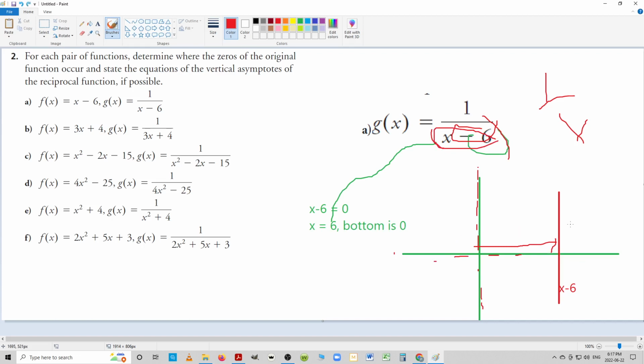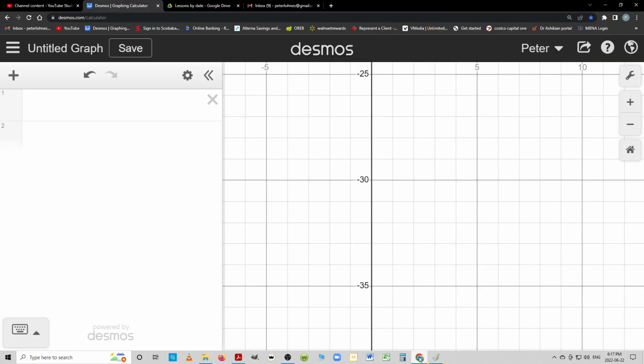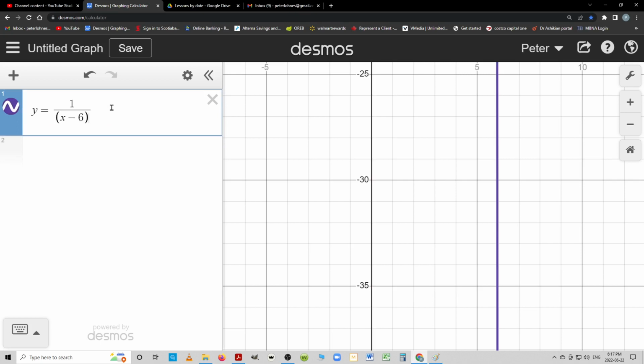So the only thing that's going to happen is the whole graph is now going to go like this and like this. And that's where Desmos is beautiful, because you can always put it into Desmos. Sure enough, let's do that, and let's put the original.